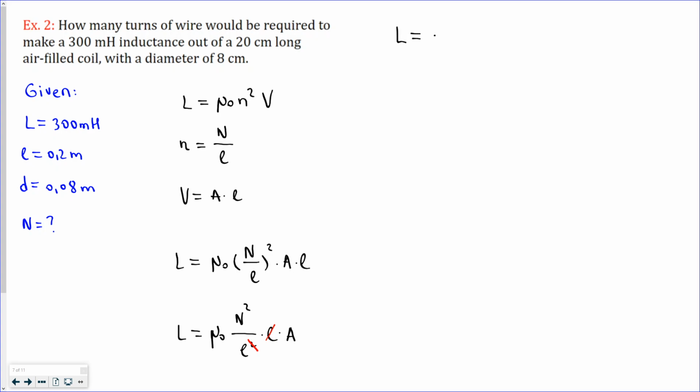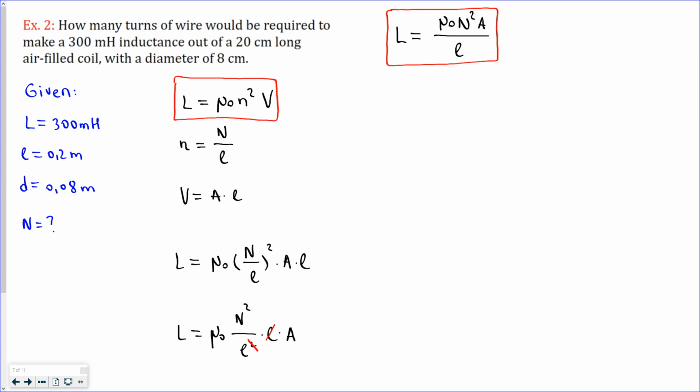L is equal to mu 0 N squared A over L. So this is one way of finding inductance of a solenoid, and we can also consider this as an equation. So you can find the inductance of a solenoid either in this form or in the other form. So the result will be the same. Now let's put the numbers here.